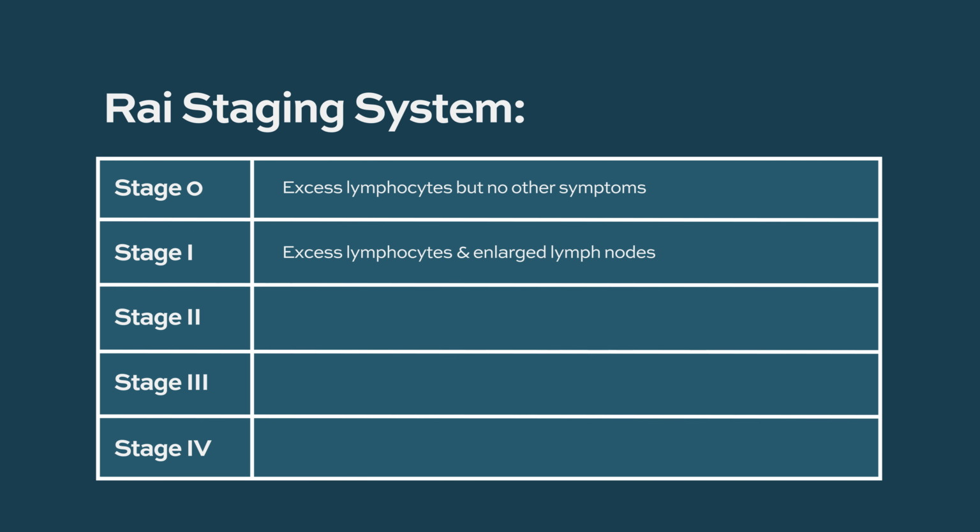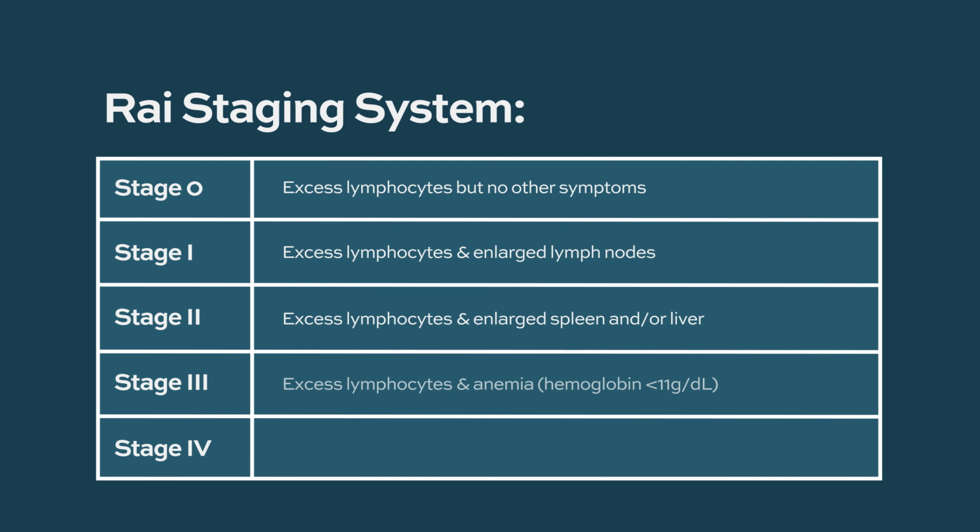In Rai stage 2, you develop spleen and liver enlargement. In Rai stage 3, you can get to be anemic, and in Rai stage 4, your platelets go down as well.